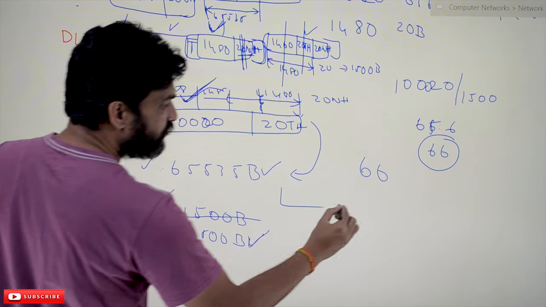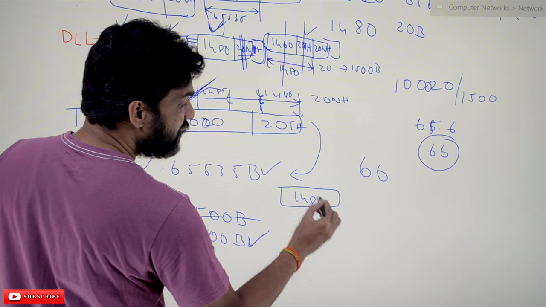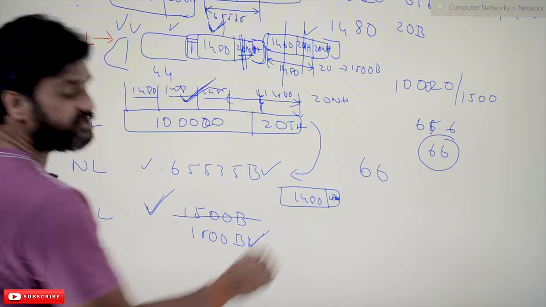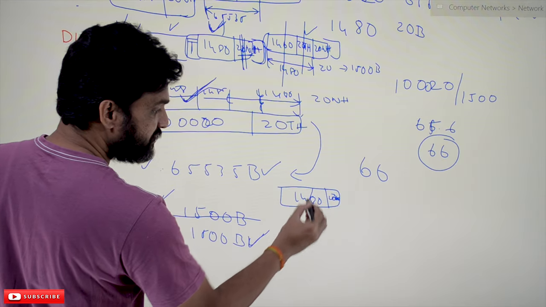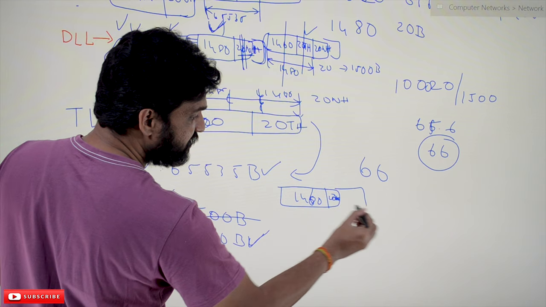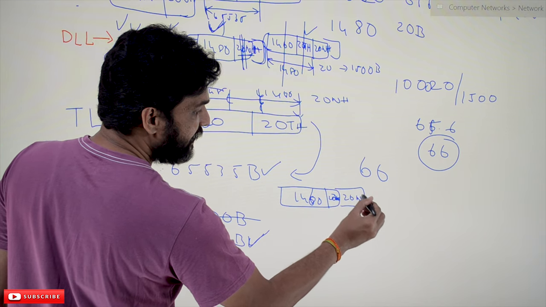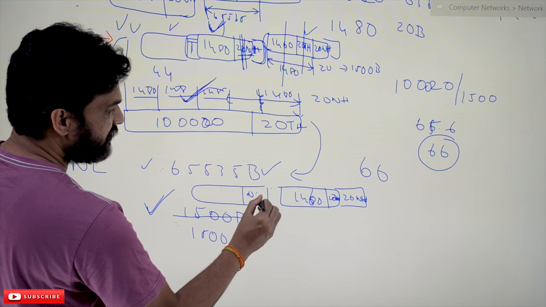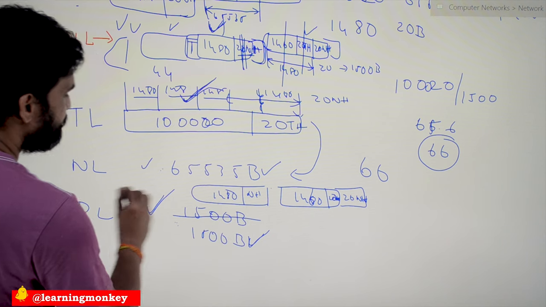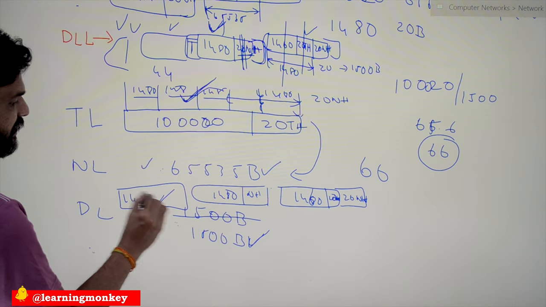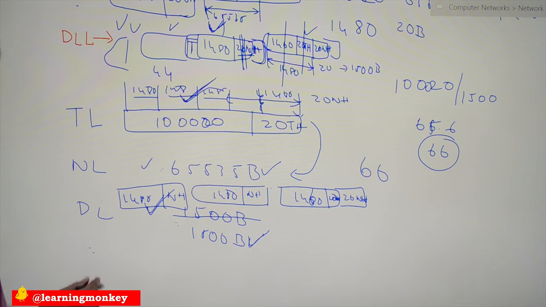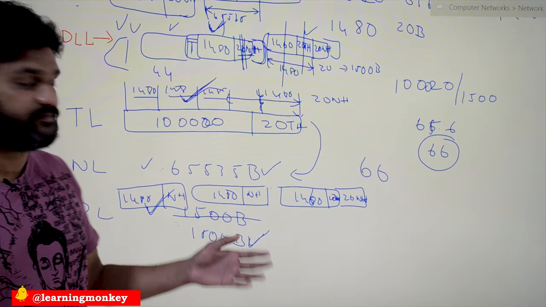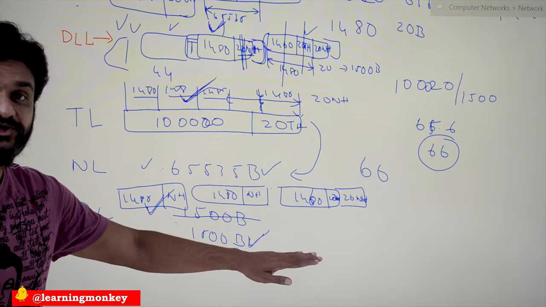To each piece of 1480, in the first piece, this is included with 20 bytes of transport header. This point is very important. I am stressing it again and again. So it means 1460 of actual data. To this, the network layer header will get added. So the first piece, and again the second piece, network header plus 1480. Third piece, again the same thing, 1480 and to this the network header. In that way, 66 pieces are made, and all those 66 pieces are transferred to the data link layer.